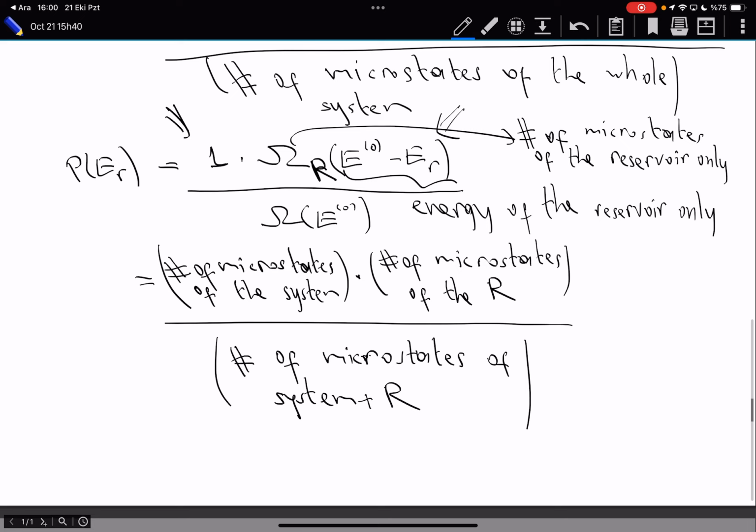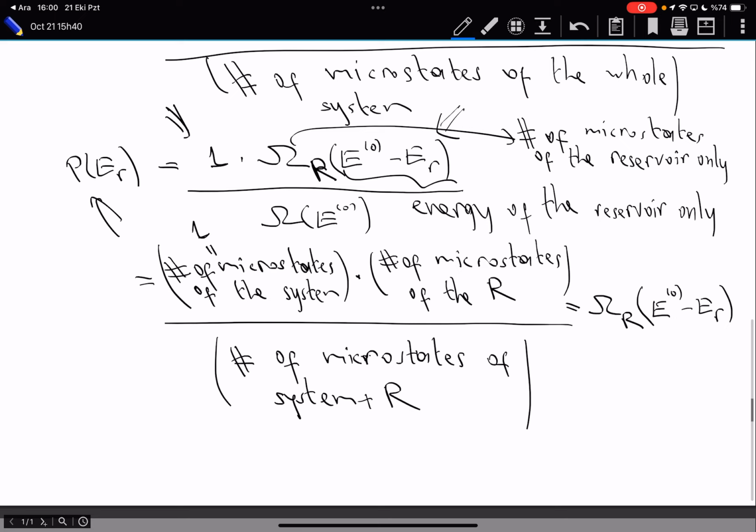So for the number of microstates of the system, I'm not looking at the total number of microstates, I'm just looking at the number of microstates whose probability I am calculating. That is why it is 1, because I'm looking for the probability that my system will be in one particular microstate. And omega R is the number of microstates of the reservoir only, for the energy E0 minus E of R. E of R is in my system, the remaining is in the reservoir, and that is E0 minus E of R.